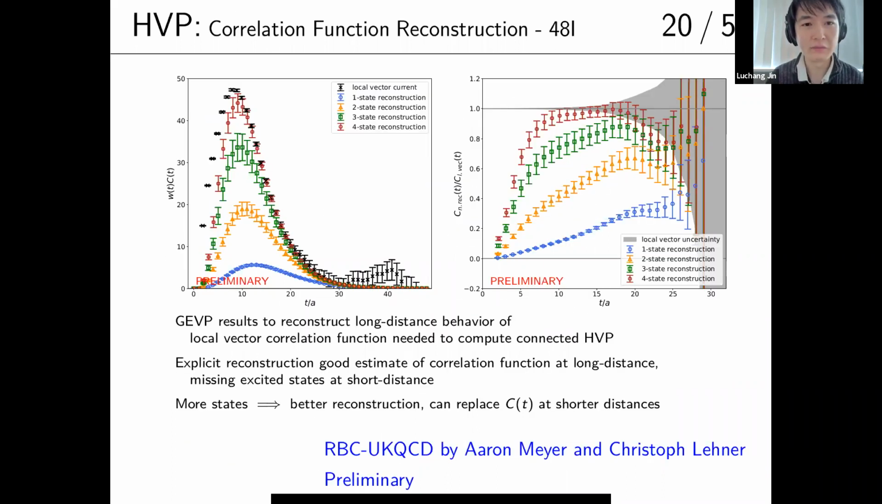So this is the major way to attack the hardest part of the problem, which is these connected diagrams with light quarks. The light quark can go to long distance, therefore we need to evaluate long distance, which has large noise.